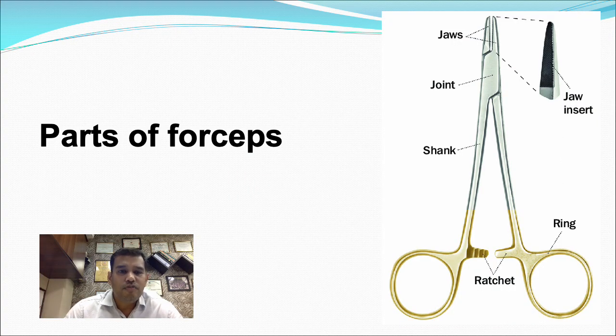Next, coming to forceps. So what are the various parts of the forceps? Forceps are the instrument that holds or grasps the tissue. So it has various parts. One is blade, or also called as jaw. Next part is the joint. Third is the shank, or also called as the shaft of the instrument. Fourth is the finger bow or a finger ring. And fifth is the ratchet or the lock of the instrument.